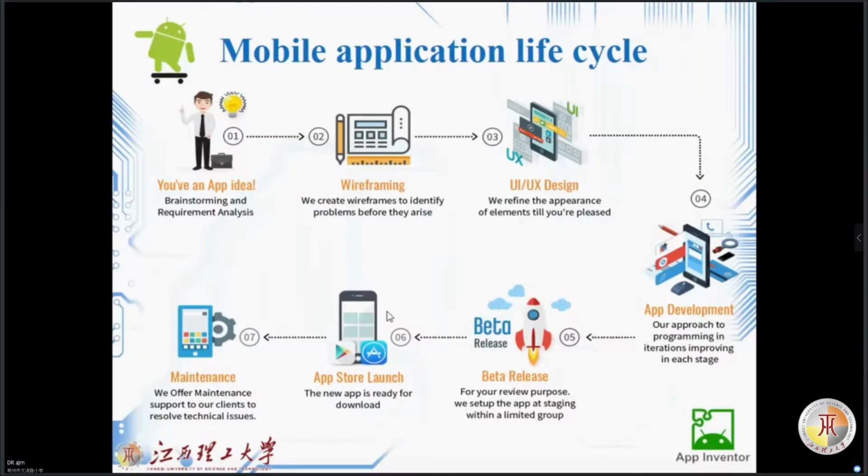Okay, our work will start from here. We will start from the mobile application life cycle, in which we will see the life cycle of this mobile app in 7 steps. The first step is the app idea that you have as the initial stage. This is the brainstorming and requirement analysis.